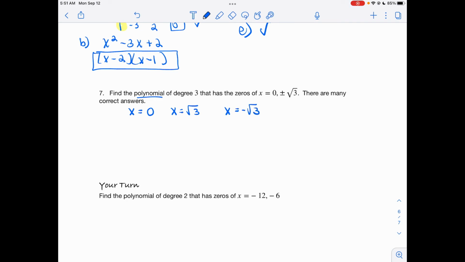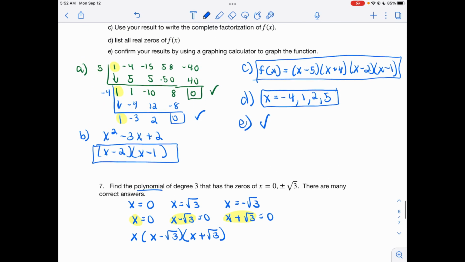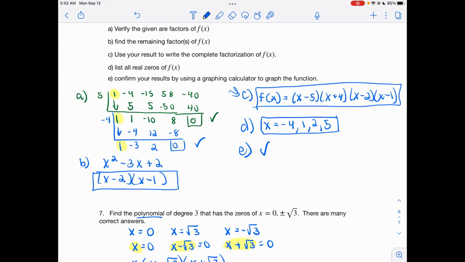Now get all these set equal to 0. So this one's already set equal to 0. So we have the x. So that's good. This one I'm going to subtract the square root of 3 to get my 0. And here I'm going to add my square root of 3 to get it equal to 0. Once you have those equal to 0, each of these are factors now. So my factors of this function would be x times x minus the square root of 3 times x plus the square root of 3. So that's the complete factorization of this polynomial. So that's how we got the C, the complete factorization.